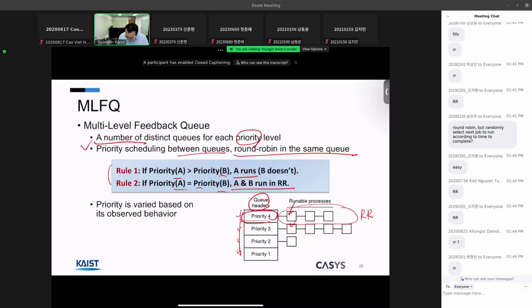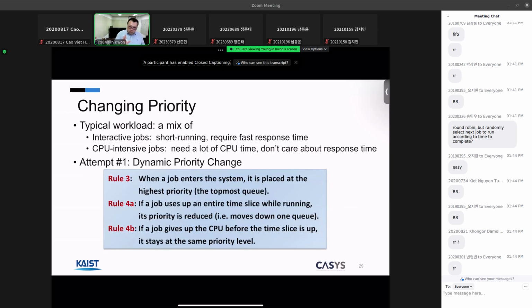If a task keeps staying here, and tasks keep coming to the queue above, then this task has no way to get scheduled, causing starvation. So basic multi-level feedback queue has changing priority. Here's the rule. The MLFQ targets interactive jobs, with short CPU bursts that require fast response time, and CPU-intensive jobs that need a lot of CPU time and don't care about response time. Beware that this rule will be revisited for improvement.